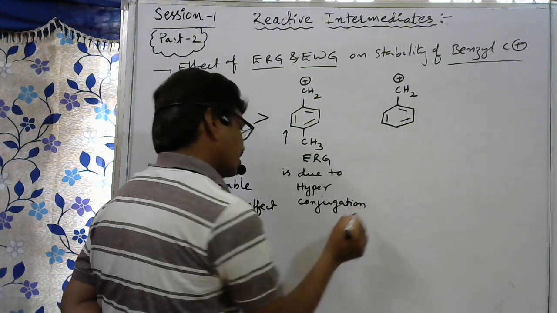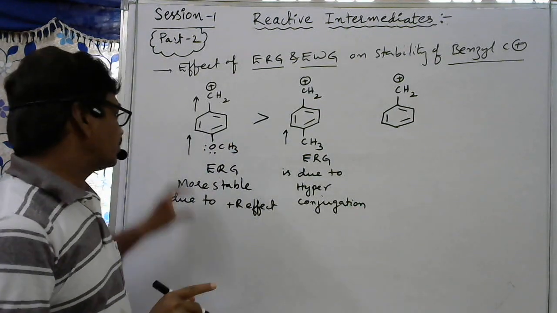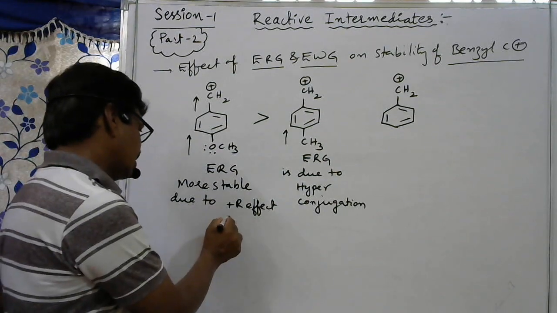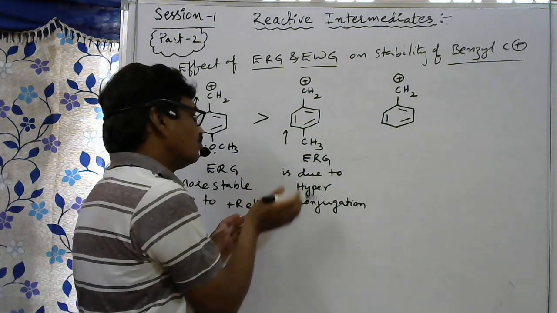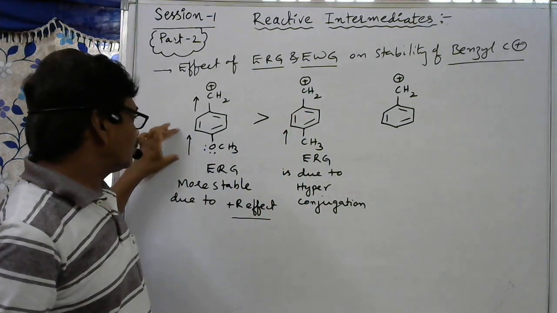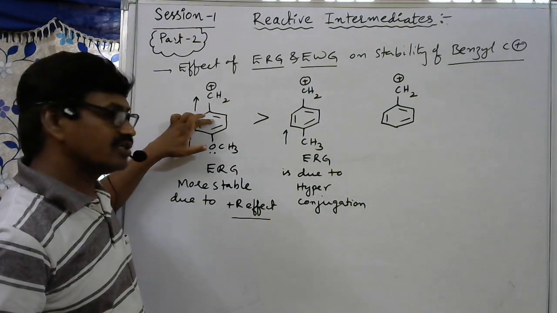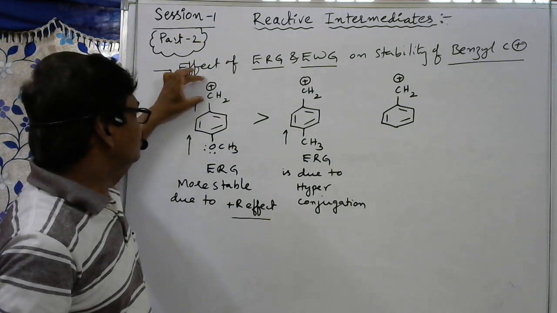Hyperconjugation effect is not stronger. Hyperconjugation effect is weaker compared to resonance effect. So here, not as many electrons will be transferred to the ring. There, more and more electrons are transferred to the ring, so the ring is more and more activated, and more electrons are transferred to CH2 plus.